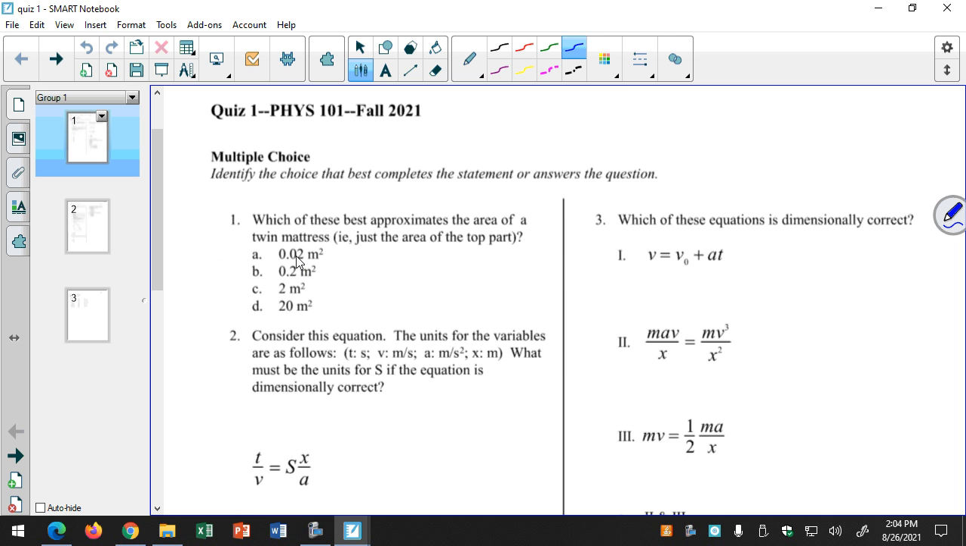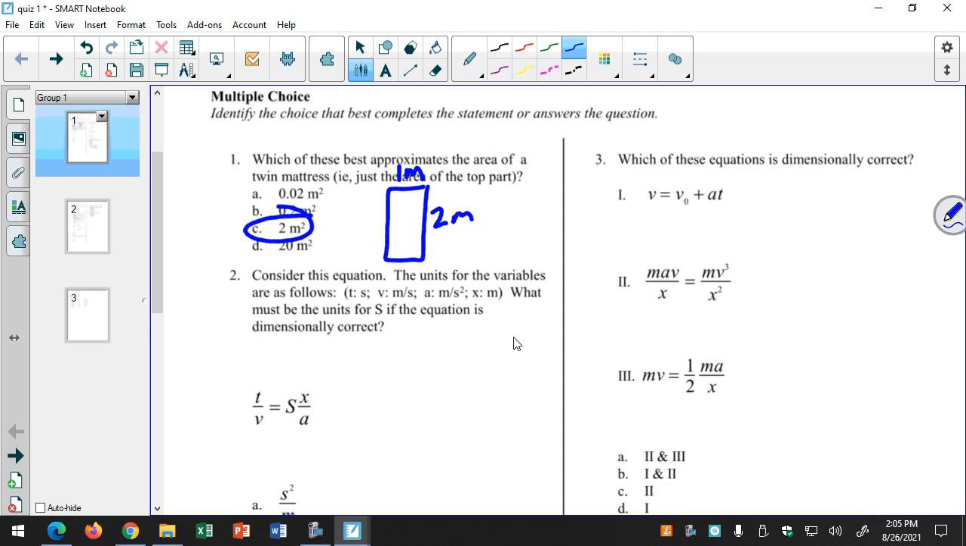All right, so I'm just going to go through each of these quickly and work through them. These are all from past exams, so you can dig back through the past exams and find them. First of all, for the mattress, a twin mattress is usually 6 feet by 3 feet-ish or so, or 2 meters by 1 meter. So it has an area of 2 meters squared. None of these others are really reasonable.